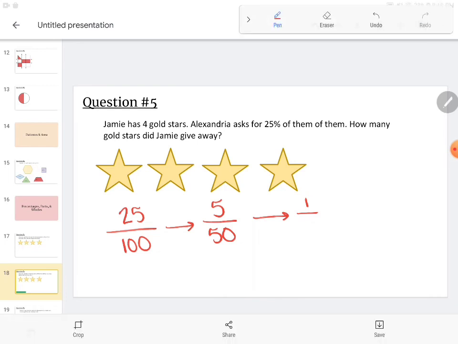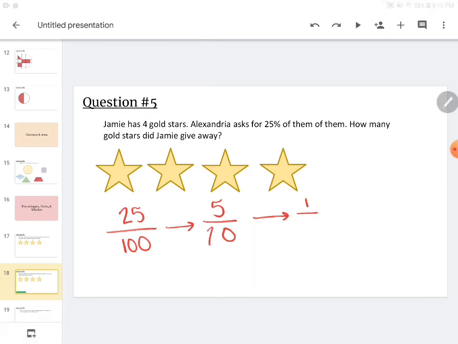Not 1/5. 25 divided by 5 is 5. 100 divided by 5 is going to be 20, not 50. We're getting there. It's going to be 5 over 20.